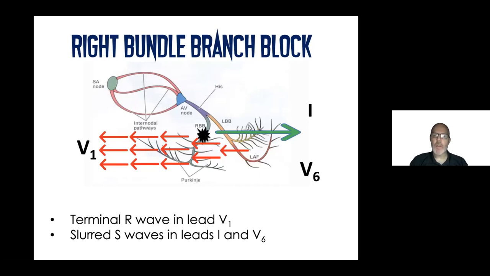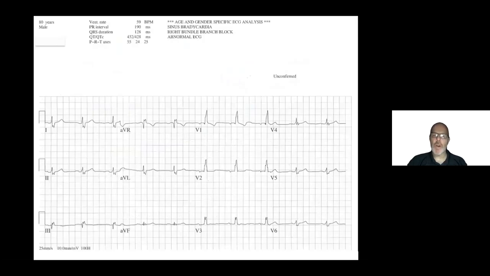So in a right bundle branch block, the terminal force, the terminal wave, is coming toward V1, which is going to give you a terminal R wave in V1. In other words, whatever configuration of QRS complex you have, it's not whether lead V1 is pointed all up or all down, it's whether the last wave of that complex is pointed up or down. And in a right bundle branch block, it will be pointed up, giving you a terminal R wave. For the same reason, you get slurred S waves in leads 1 and V6, because the terminal wave is going away from those two leads. So this is what a right bundle branch block would look like.